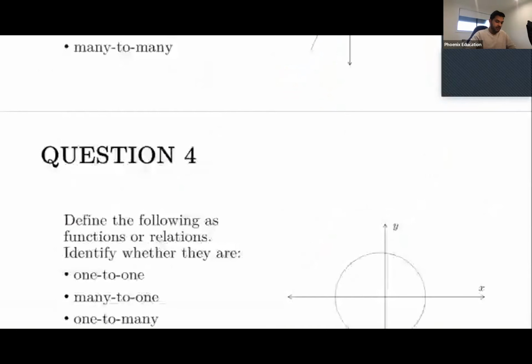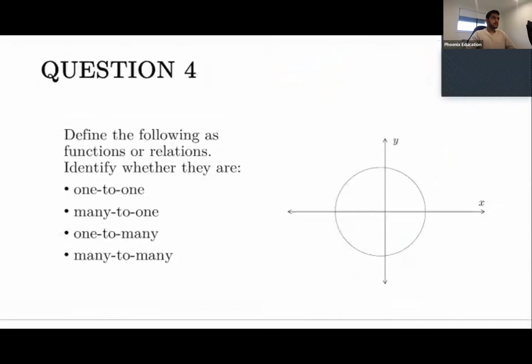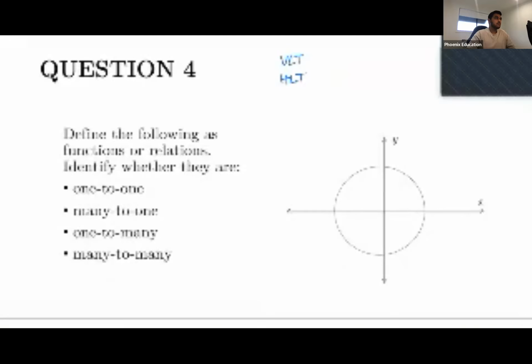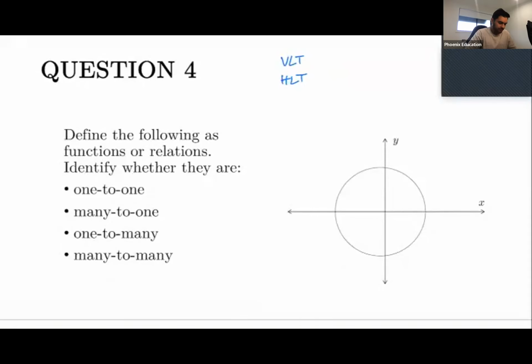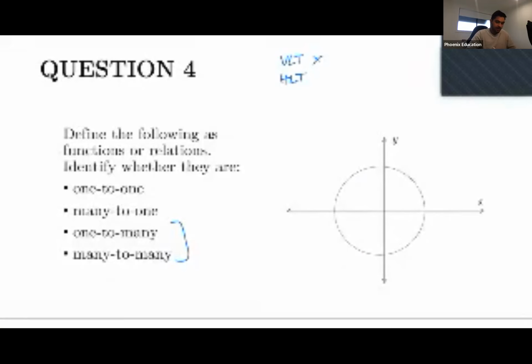Okay, let's have a look at the next one. So have a think about this one as well. Give you guys just 10 seconds. Okay, so for this one, it fails a vertical line test. So it means it's one of the last two. Let's have a look at the horizontal line test. It fails that as well. So this must mean that it's a many-to-many relation.